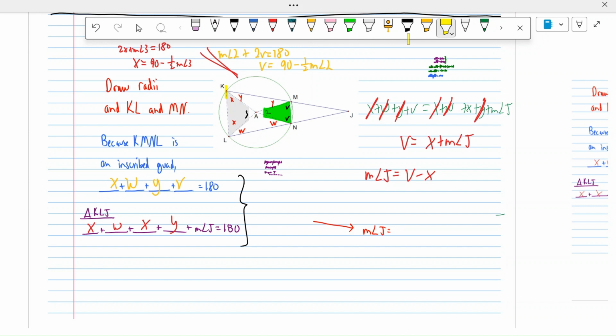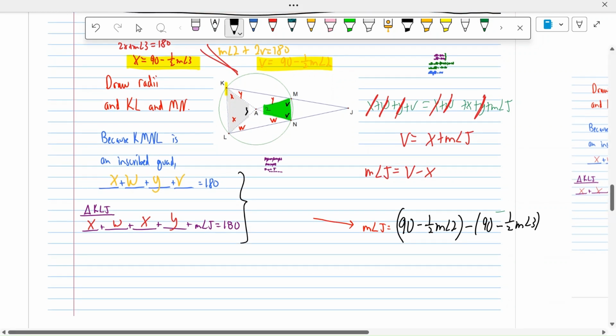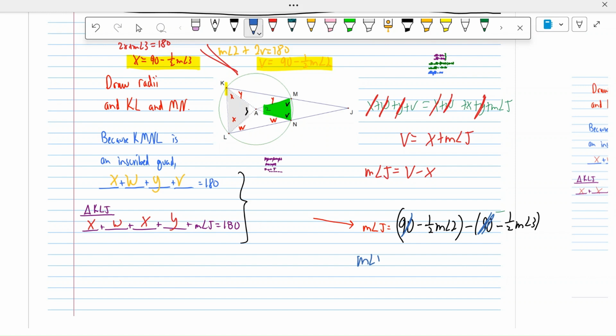Now let's take what V and X are equal to, and substitute them back in down here. V is equal to 90 minus 1/2 the measurement of angle 2, minus X. X is equal to 90 minus 1/2 the measurement of angle 3. Again, I took these two yellow equations and substituted them into this. Now, if we simplify, 90 minus 90, gone. Negative 1/2 measure of angle 2, minus the negative, which means that this back part is a positive. So the measurement of angle J is 1/2 the measurement of angle 3 minus 1/2 the measurement of angle 2.